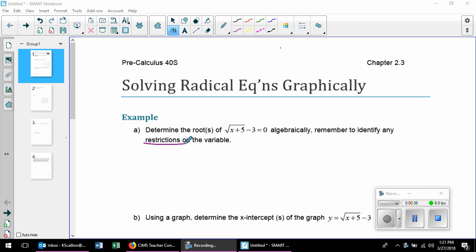Okay, so the restriction of this, we know that under the root sign can't be negative. So it's going to be an inequality statement. We know that x plus 5 has to be greater than or equal to 0, right? So that would mean x has to be greater than or equal to negative 5. This is my restriction.